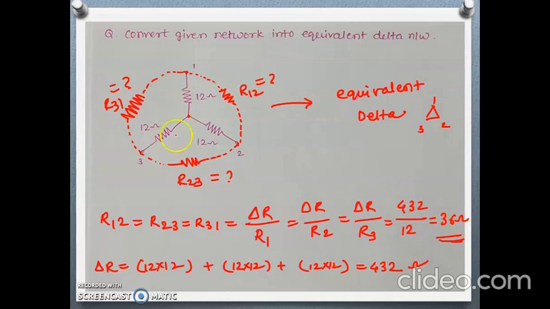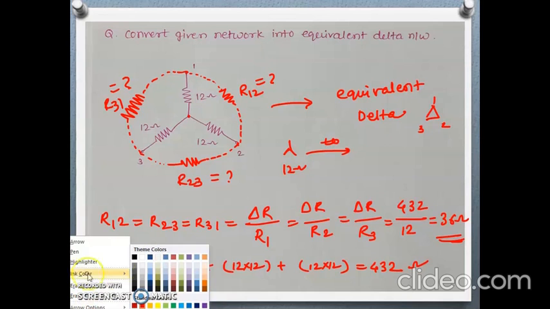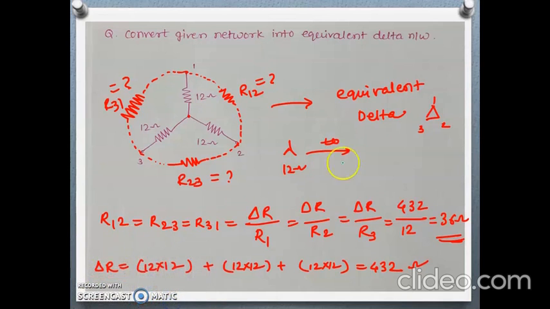Observe here, all the values connected in star are 12 ohm each, and when they are converted to delta, the values are 36 ohm, and this delta is the equivalent delta of the star. Remember this. So that means R delta is equal to 3 times R star.